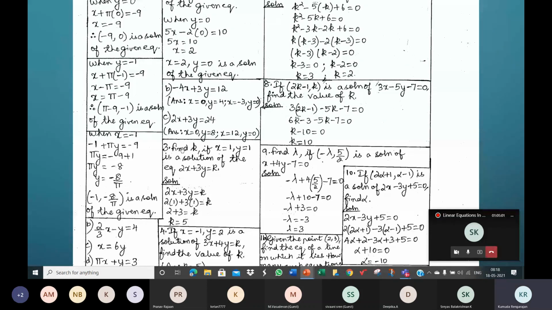Look at the third one. Find k if x is equal to 1, y is equal to 1 is a solution of the equation. So this equation is given to you. X is 1, y is 1, that is 1 comma 1, is a solution of this equation. That means it satisfies this equation. Find the value of k. So you know what to do. X is 1, y is 1, and since it's a solution, it will satisfy the equation. And the value of k is 5.